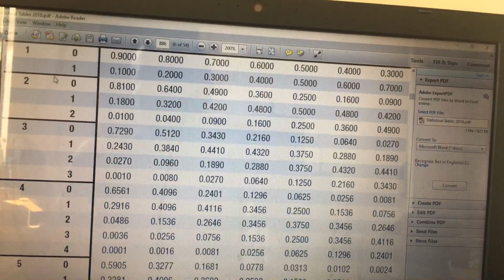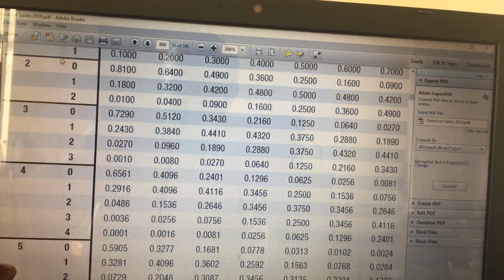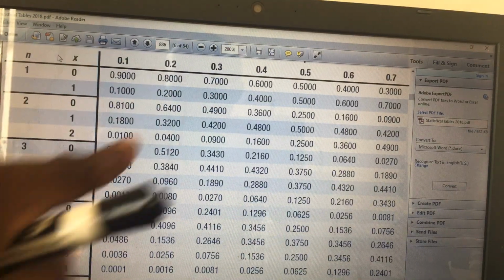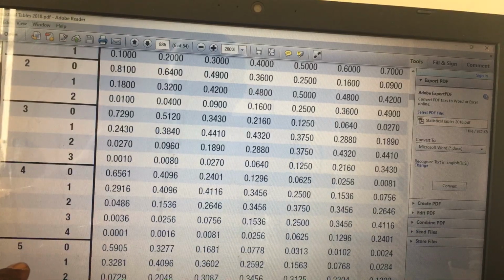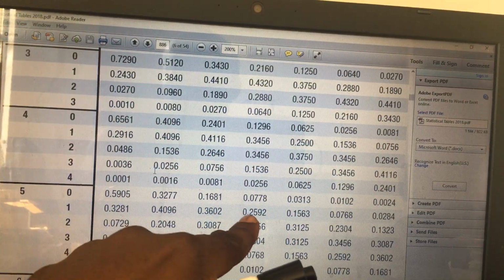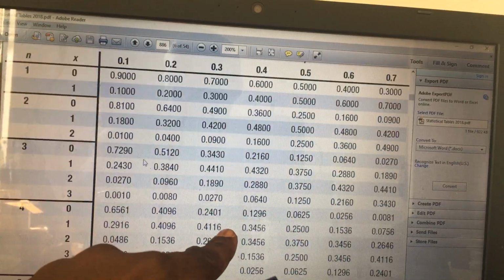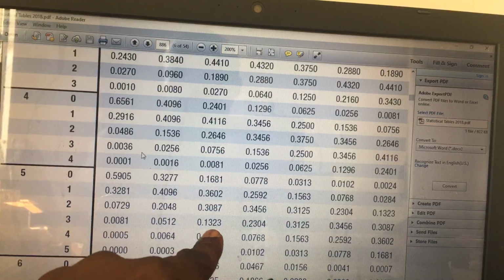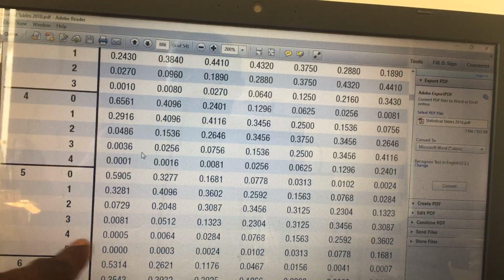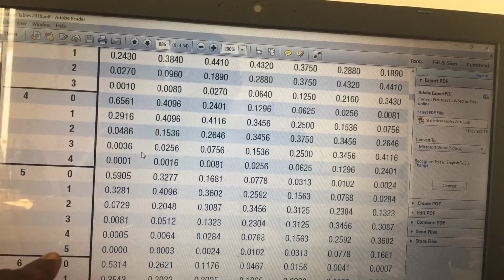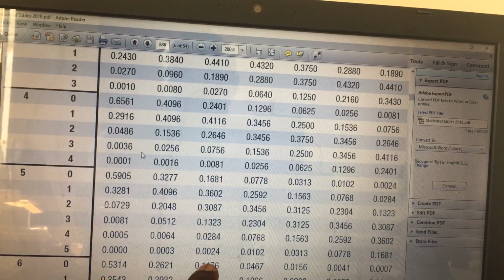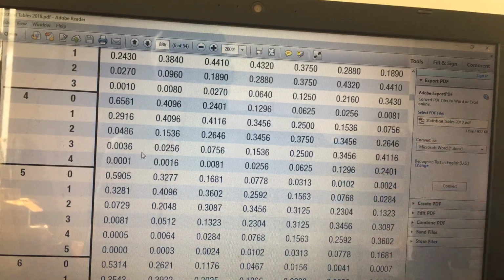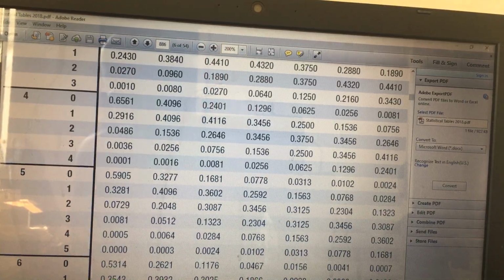So n is 5, P is 0.3, and under 5 we have 3. Yep, 3. See 3 right here, which is 0.1323, 4, 0.0284, and 5, 0.0024. So the three of these together give you at least 3. So you put them together, then you get your answer right there.